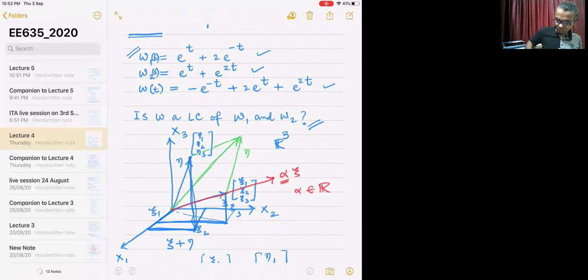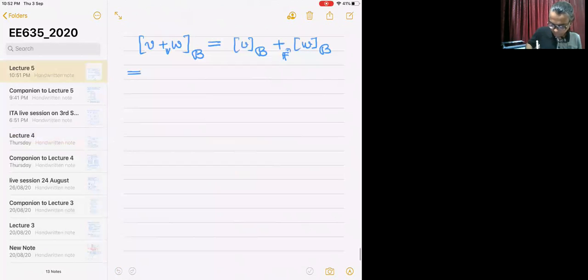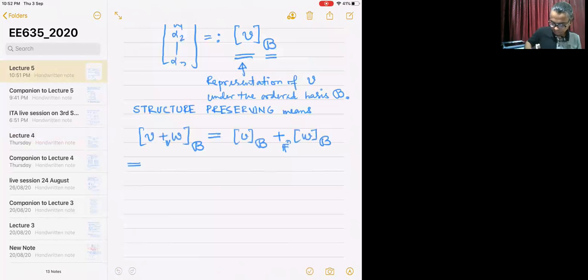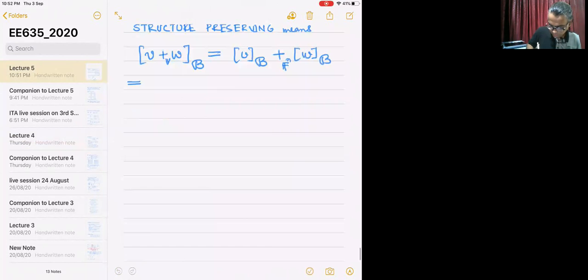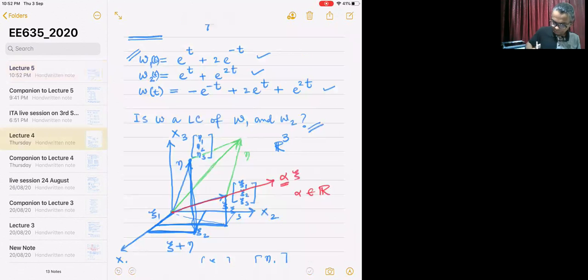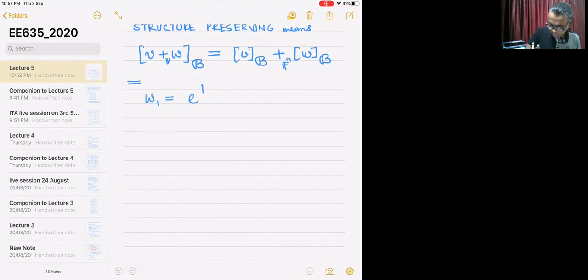e to the power t, 2 e to the power minus t, e to the power t, e to the power 2t. So let me write these as vectors. I have a vector w1 which is equal to e to the power minus t plus, sorry, I think I had e to the power t. Let me check one more time. Lecture 4, I have 2 e to the power minus t, e to the power t plus 2 e to the power minus t.